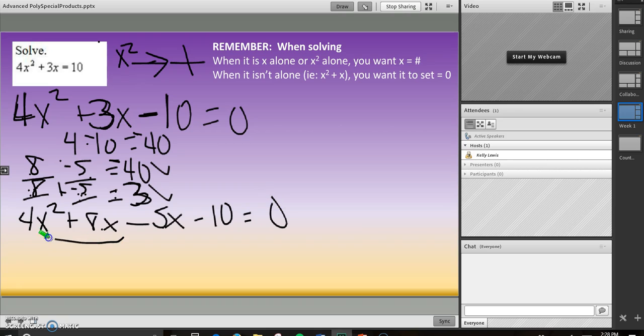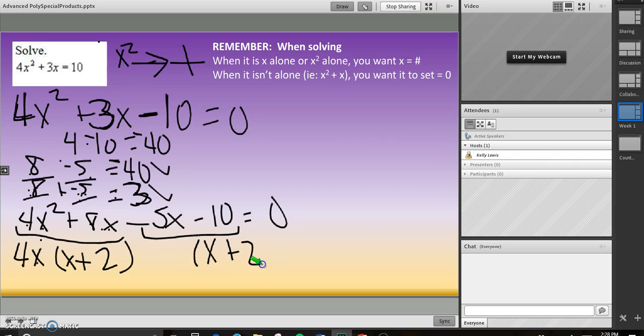So we're going to do factor by grouping. So 4x squared and 8x. So you have a 4 and an x. So 4 divided by 4 is 1. You have an x squared and you took out an x. You have an x left over. Plus sign. 8 divided by 4, 2. So he has to be x plus 2. So negative 5x, and you just have an x. So let's see if it's negative 5. Negative 5 times x, negative 5x. Negative 5 times 2, negative 10.